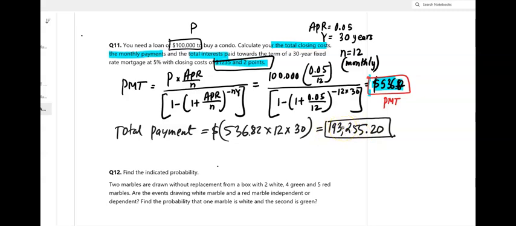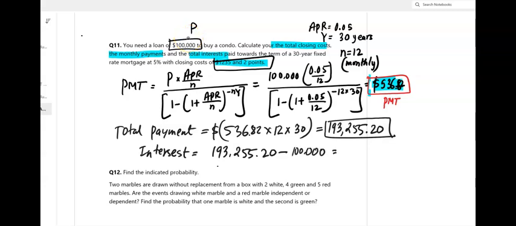So the interest is going to be the total payment, $193,255.20, minus the loan that you get. The loan is 100,000.